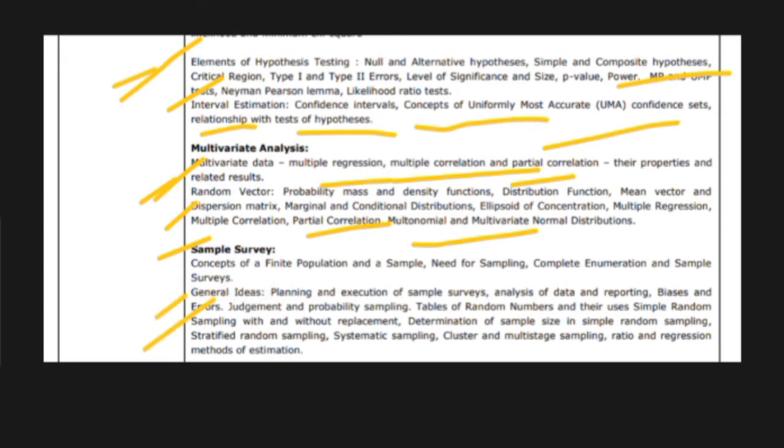Then there are general idea based questions, that is planning and execution of sample surveys, then analysis of data and reporting, then biases and errors, then judgment and probability sampling, other types of random numbers and their uses, then simple random sampling with and without replacement, then determination of sample size in simple random sampling, stratified random sampling, then systematic sampling, cluster and multi-stage sampling, and other different methods of sampling are also there, and estimation.